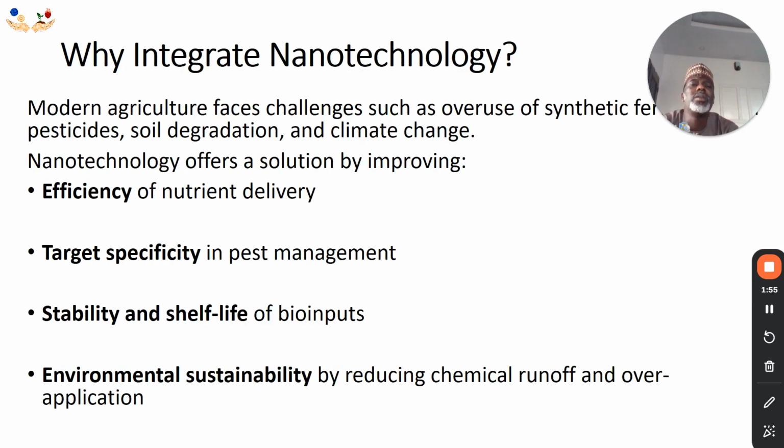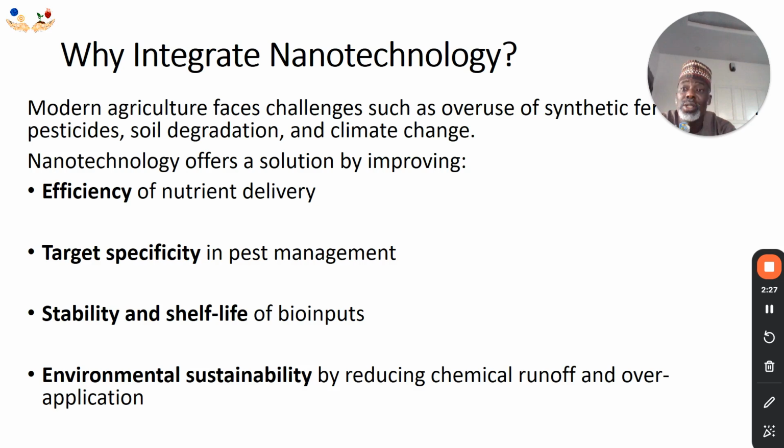Why do we need to integrate nanotechnology? Modern agriculture faces challenges such as overuse of synthetic chemicals, which is causing a lot of soil degradation, and a lot of climate changes are being recorded. Nanotechnology now offers a lot of solutions that could help us, some of which entail efficiency in delivery of nutrients, targets.